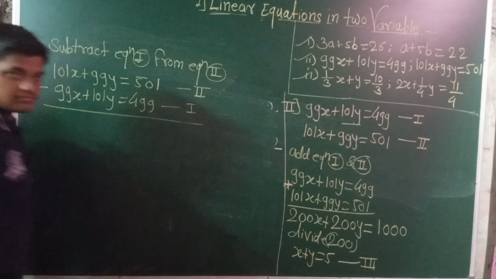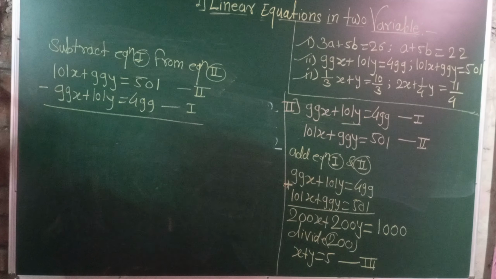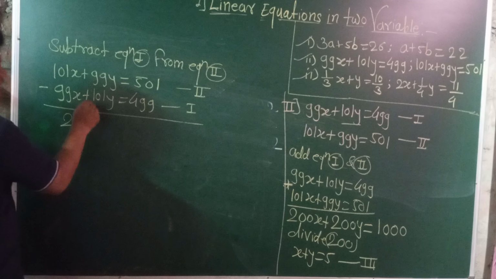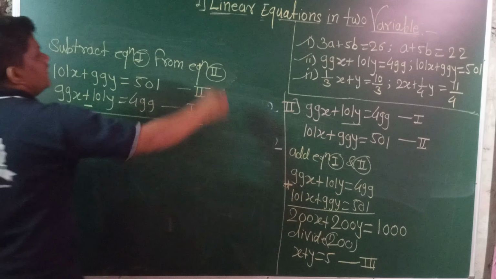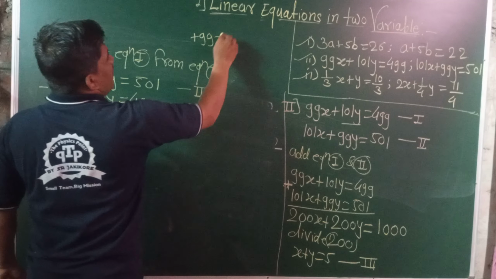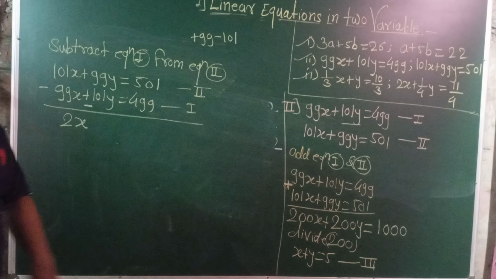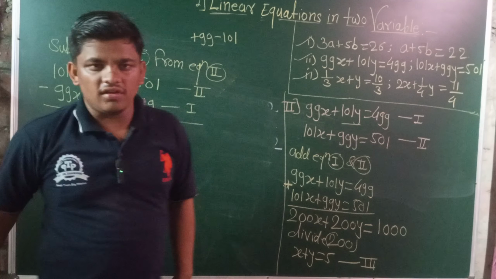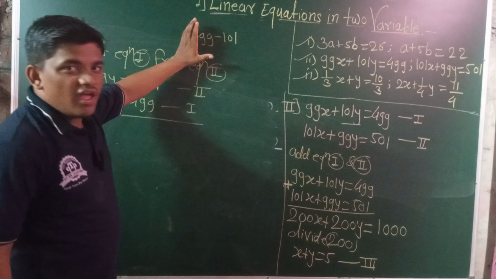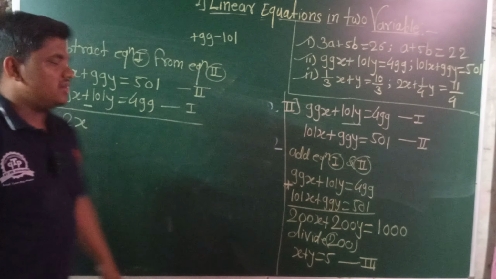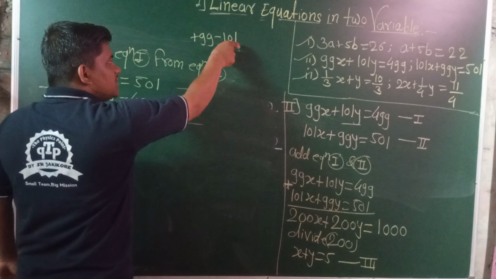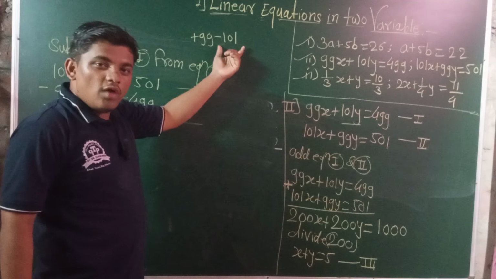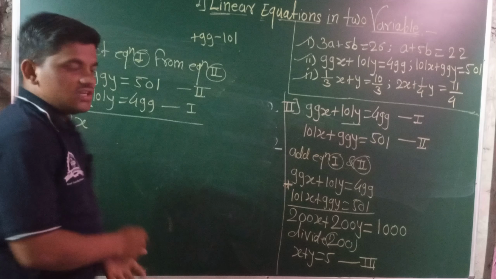Subtract each other. 101 minus 99 is 2x. Then for y, 99 minus 101. Two constant numbers which have different signs are subtracted from each other: subtract smaller from larger and give the sign of the larger number. The larger number is 101. Subtract 99 from 101, and take the sign of the larger number.